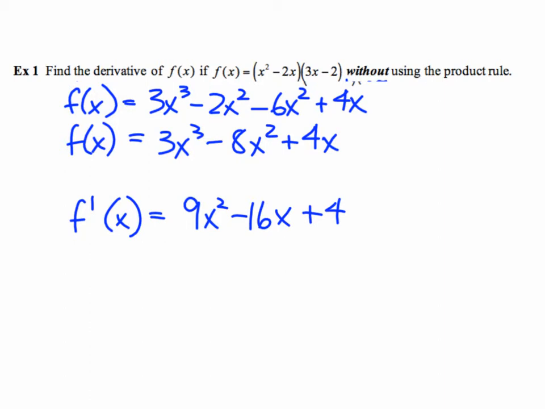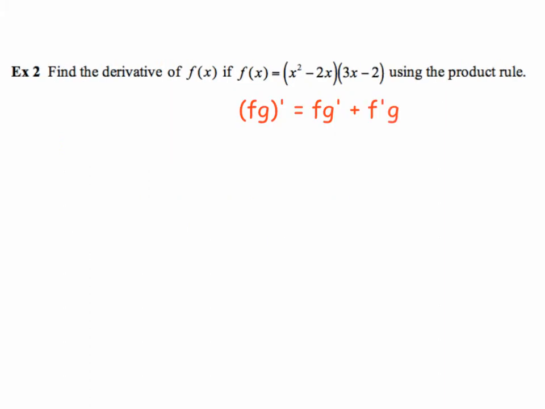In example 2, we're going to take the derivative using the product rule this time. So here we have f of x. We have an f function and a g function. So matching it to the product rule, you can see that you're going to leave f times the derivative of the g function, plus the derivative of the f function times g.